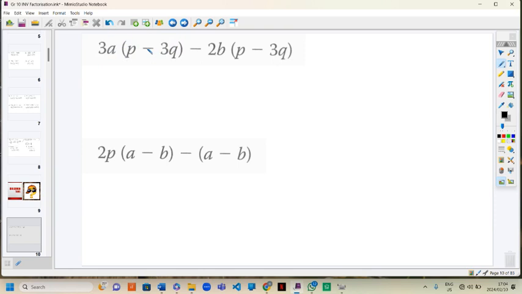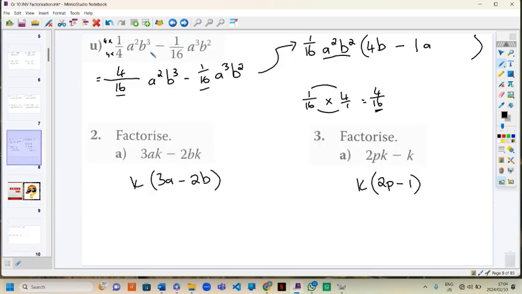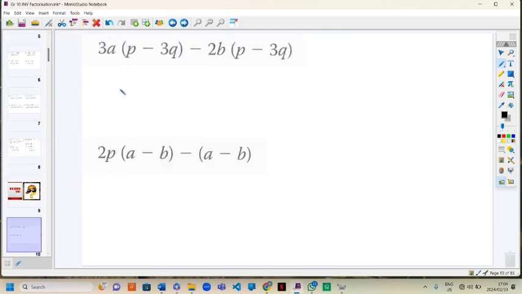So what did I do in these previous ones? I looked at what is common. What is the same in this term and this term that I can take out? So if I go back to this, what is the same in this term that is exactly the same as this term? Look at this bracket. You see that those brackets are exactly the same. I've got p minus 3q, p minus 3q. So I'm going to take that out as a common factor.